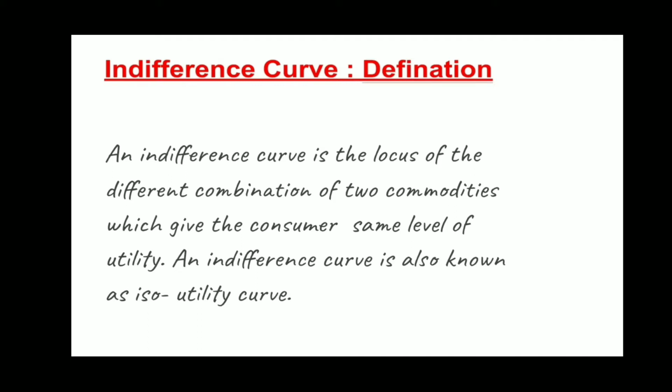Suppose you are consuming 2 kg of apples and 5 kg of oranges. So it is one combination. And in combination 2, we are consuming 3 kg of apples and 4 kg of oranges. Both combinations will give the consumer the same level of satisfaction. Clear? Now let us see the indifference curve with the help of an indifference schedule.